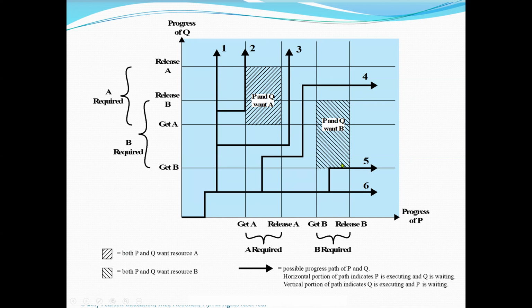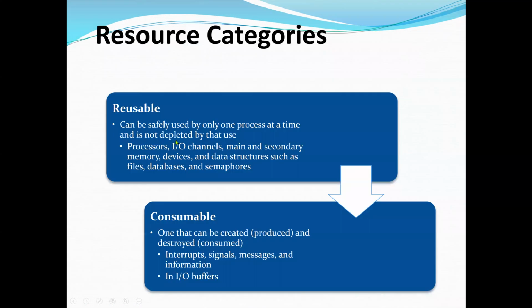Now, in this area, we can avoid a deadlock: when P is executing, as we said, Q waits, and when Q is executing, P waits, if they need the same resource. So here we can see that when B is released, A will get it and keep going.